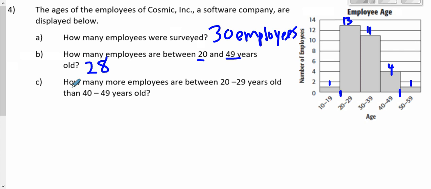Okay. How many more employees are between 20 and 29 than 40 to 49? So here and here. So we have 13 that are 20 to 29, and we're subtracting our 40 to 49, which is 4, so that would give us 9 more. We have 9 more employees that are between 20 and 29 than 40 and 49.